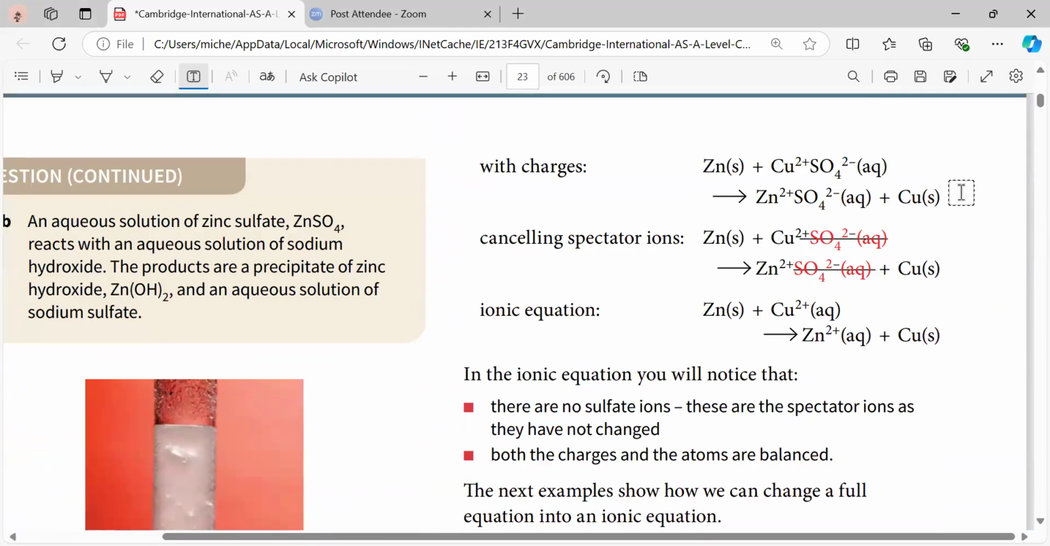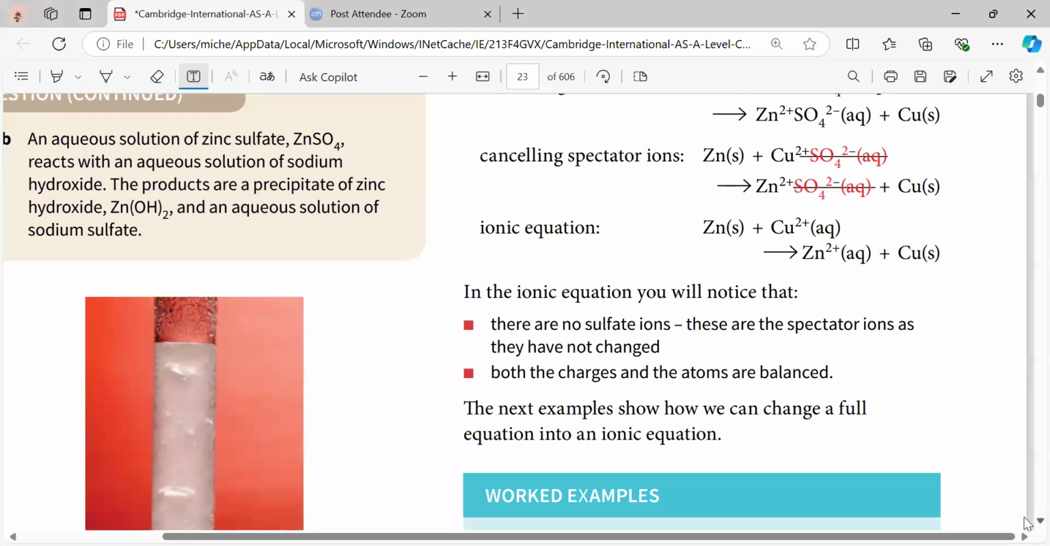So this is with charges. With charges we have right here a 2 plus ion, positive ion charge, and this is a negative ion charge. Since it's basically the same on both sides, we can cross that out. So this is the ionic equation. Usually they cancel each other. That's why they are called spectator ions, meaning that we can just eliminate that and pretend that it's not there.